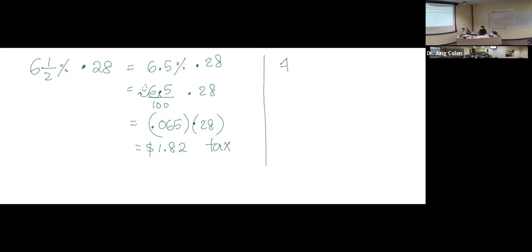But the question is asking you to determine the total cost of the meal, right? So what could be the total cost then? Total means you need to pay what you ate, which is $28, and the tax, right? Tax is $1.82. So the total should be $29.82. Does it make sense?